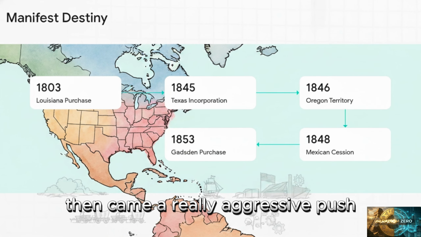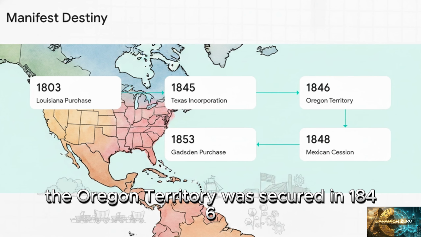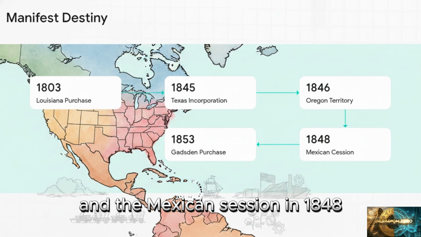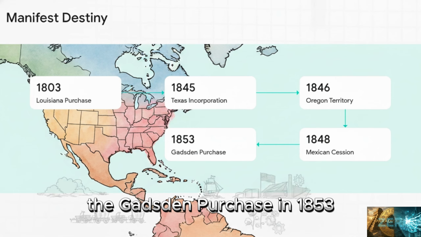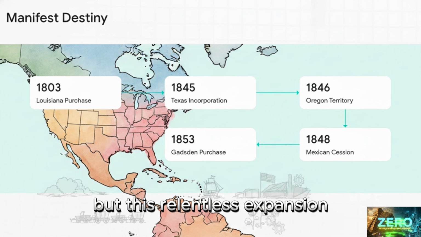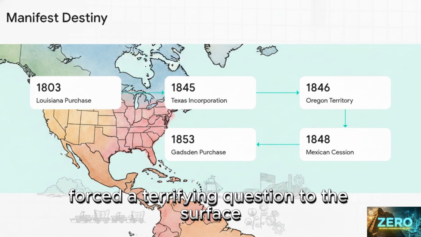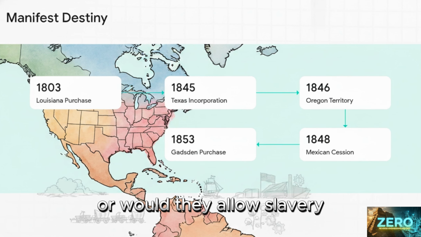Then came a really aggressive push. Texas was incorporated in 1845, the Oregon Territory was secured in 1846, and the Mexican Cession in 1848 brought in California and the Southwest. The Gadsden Purchase in 1853 finally rounded out the lower 48 states. But this relentless expansion forced a terrifying question to the surface. Would these brand new territories be free, or would they allow slavery?